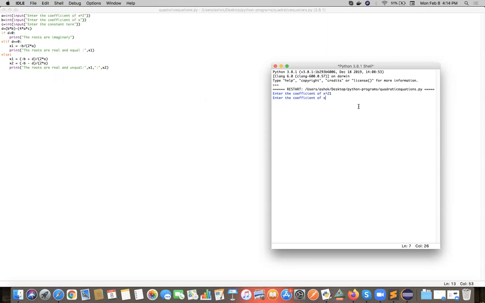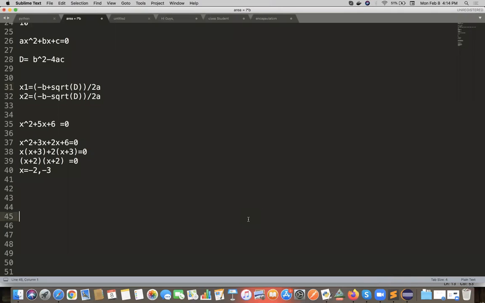Let's try to run this with an input. I'm going to run for x square plus 5x plus 6. So see, the roots are real and unequal, minus 2 and minus 3. Let's try to run for another input, something like x plus 1 the whole square. So I think for that, x square plus 2x plus 1, right? The answer will be minus 1, right?